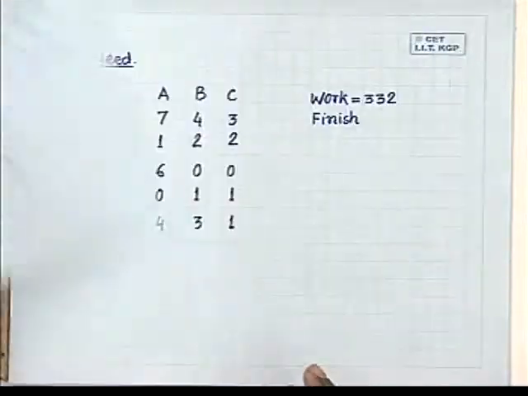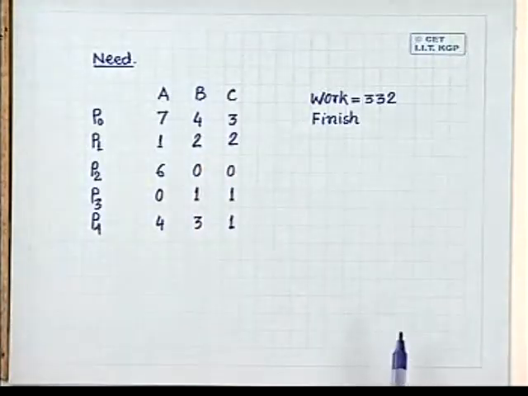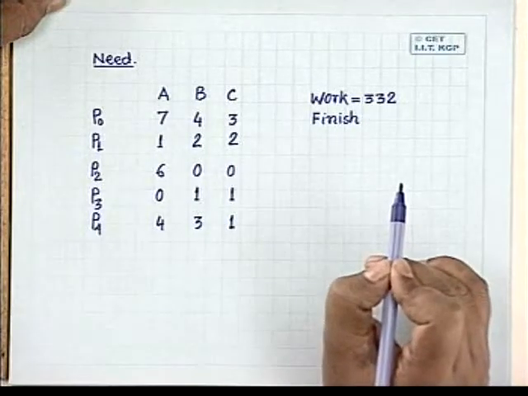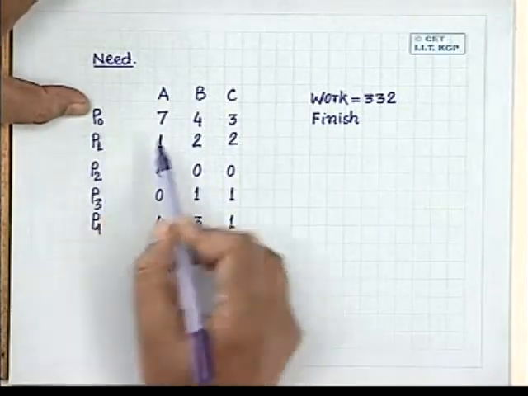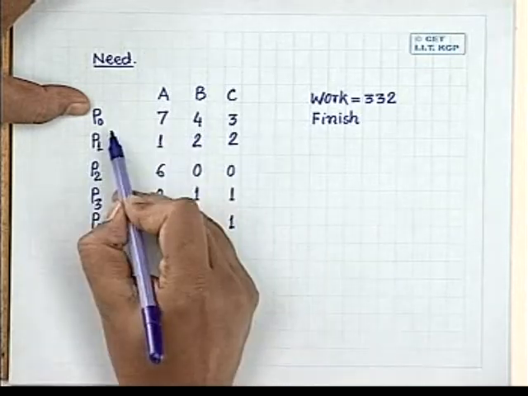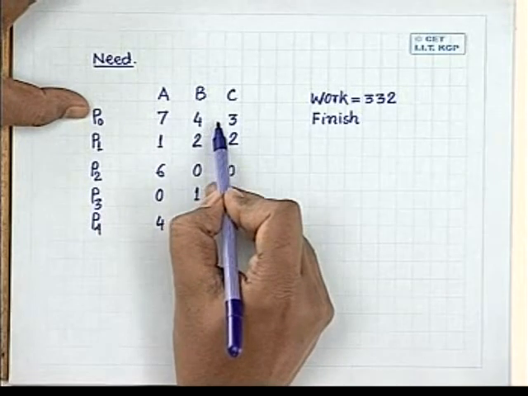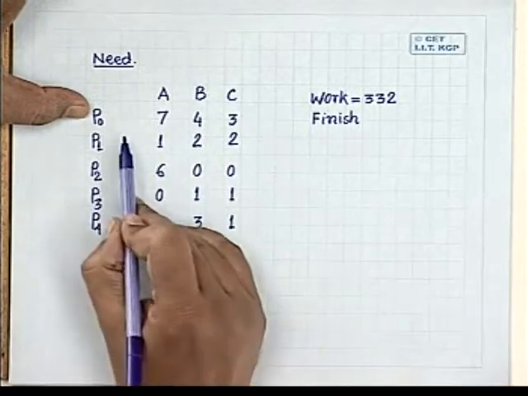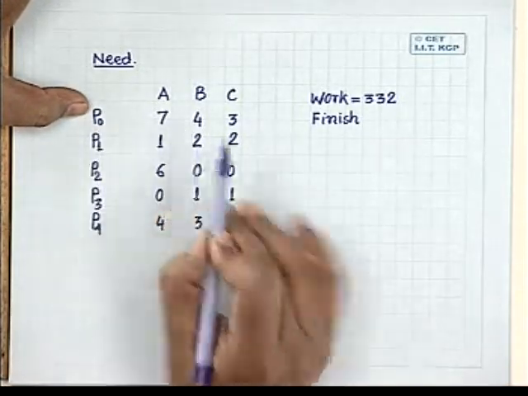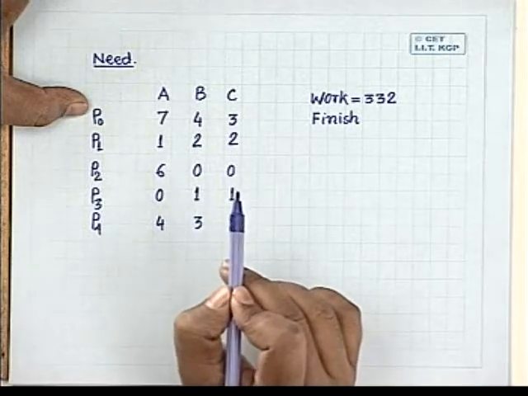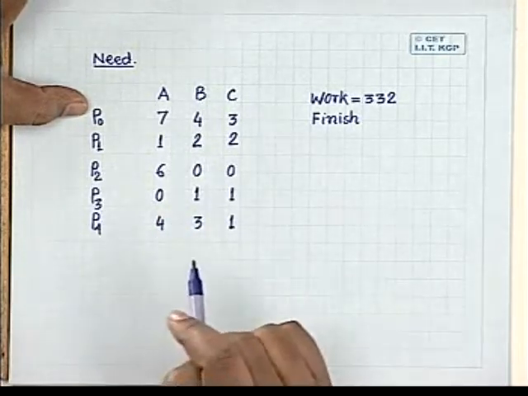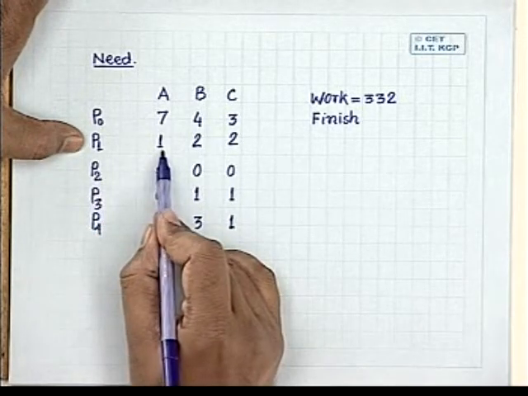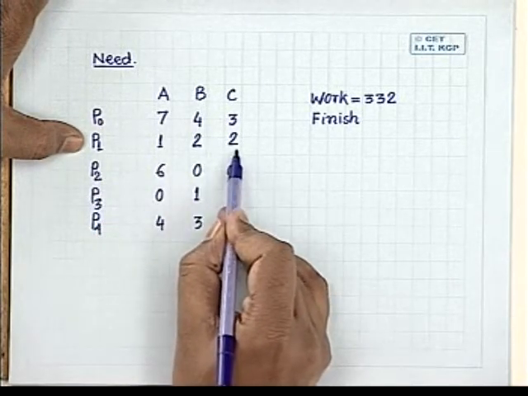Now let us try to see this. We have available resources 332, and the future need of process P0 is 743. So P0 cannot be completed with these resources at the first go. So finish of P0 remains false in the first go, but that may be modified later. What about P1? Its future requirement is 1, 2, 2.